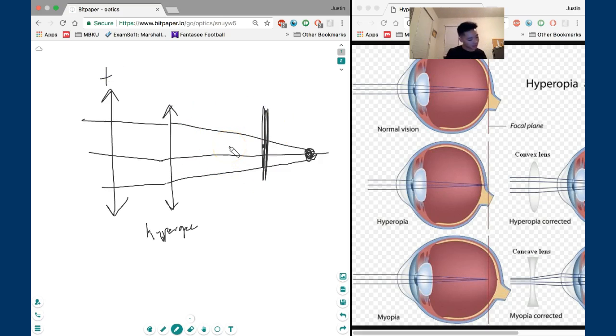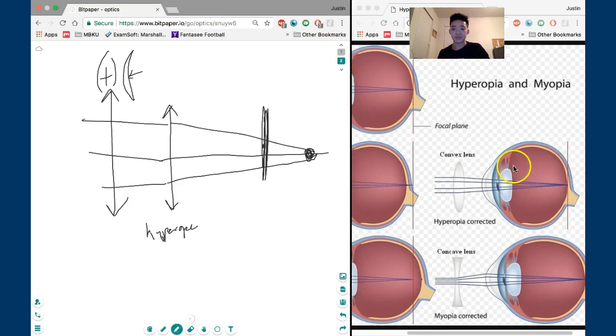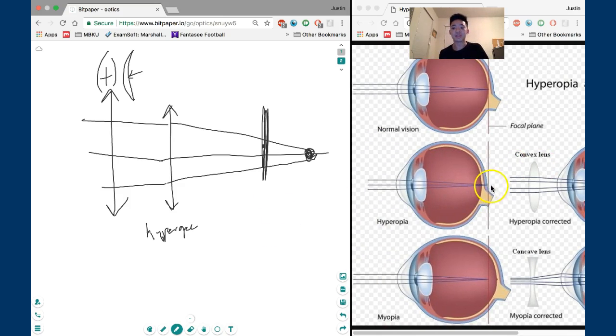Which looks more like the convex meniscus in your book, where this surface is not as curved. So it's overall plus, and what that will do is converge light even more, so that when that converged light comes in, it helps the eye converge it onto the retina, because again with the hyperope it didn't converge enough.